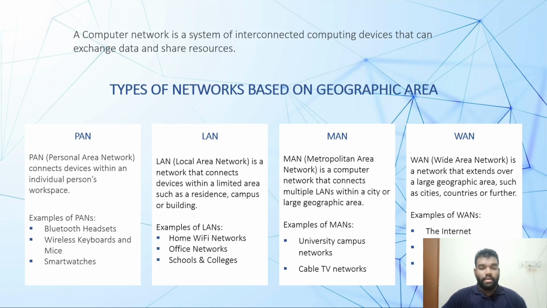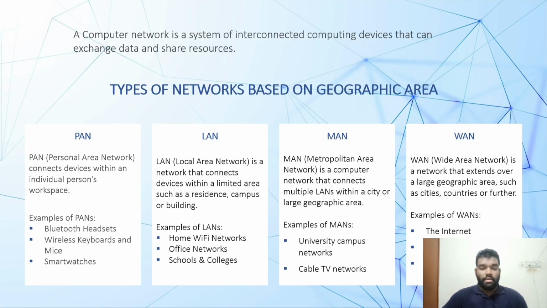Local area network, LAN, connects devices within a small area, such as home or office networks. The range of LAN can be up to 1 kilometer. The media used here are twisted pair cable, coaxial cable, and fiber optic cable. The speed ranges from 10 megabytes up to 10 gigabytes.